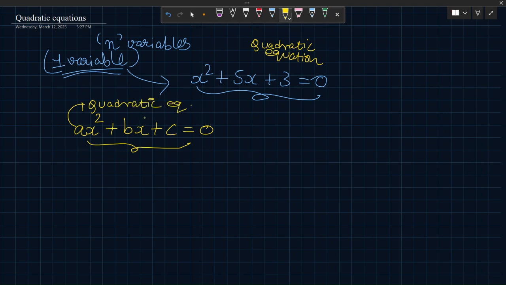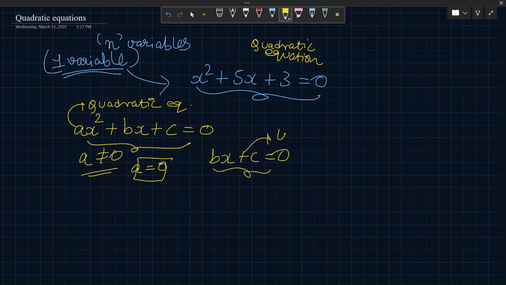Note that here a has to be a non-zero number, because if a is 0, it just becomes bx plus c equals 0, which is a linear equation. Note that in a linear equation, the power of x was 1. Here the maximum power of x is 2 in a quadratic equation. We will only discuss quadratic equations in one variable, so equations of the form ax squared plus bx plus c equals 0.